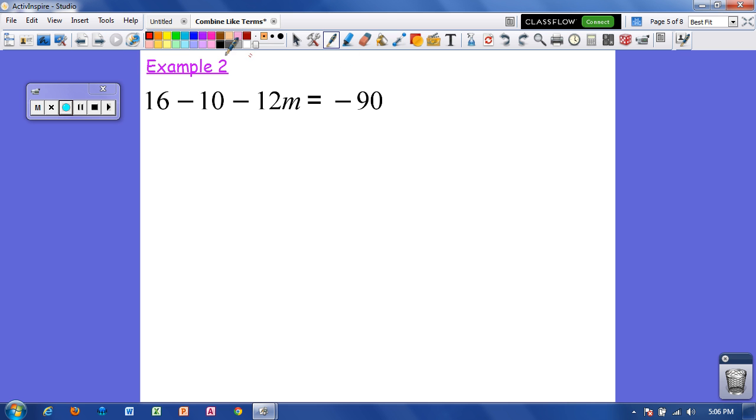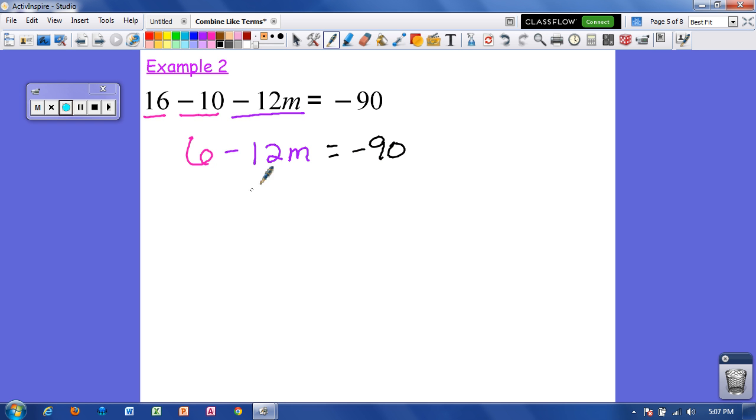All right, now we have 16 minus 10 minus 12m equals a negative 90. So I'm going to find my like terms. I have a 16 minus 10, so I'm going to go ahead and combine those. We know 16 minus 10 is just 6. And then I'm left with negative 12m. So I'm going to bring that down, keep the sign in front of it. And that's going to equal negative 90.